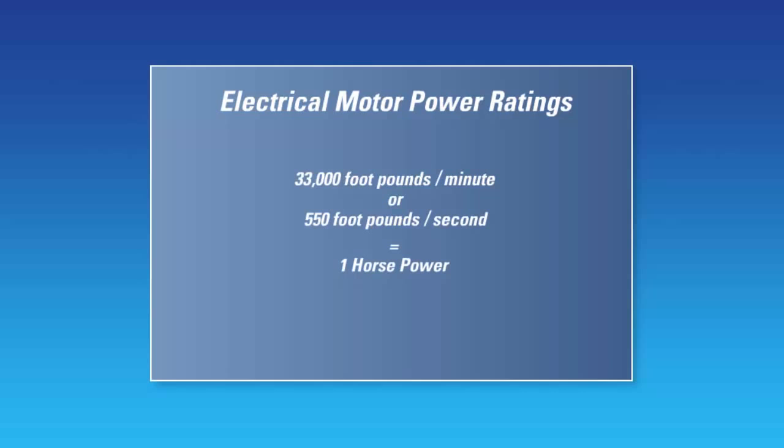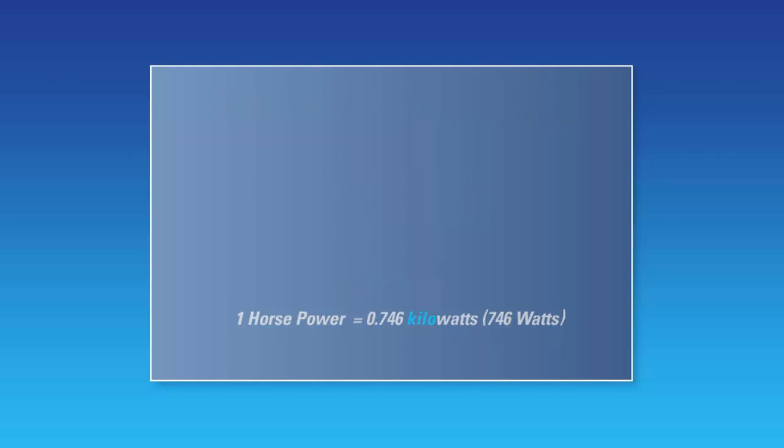Horsepower has remained as a standard unit of power rating for electrical motors in North America, while in Europe the kilowatt has become the standard. 1 horsepower is equal to 746 watts, or 0.746 kilowatts. To convert a motor's kilowatt rating to horsepower, one can simply multiply the kilowatt rating by 1.341.